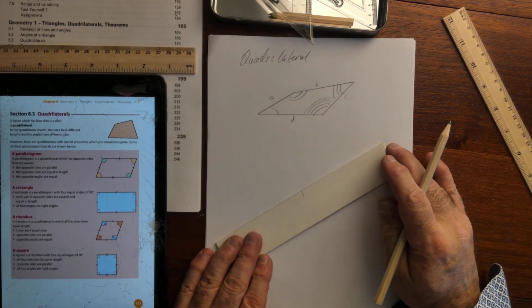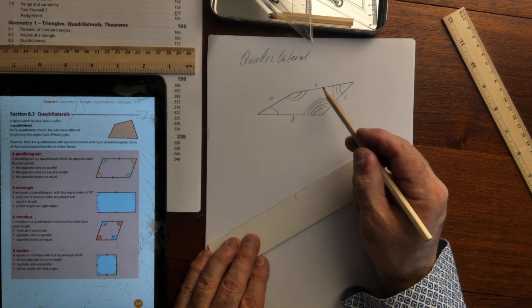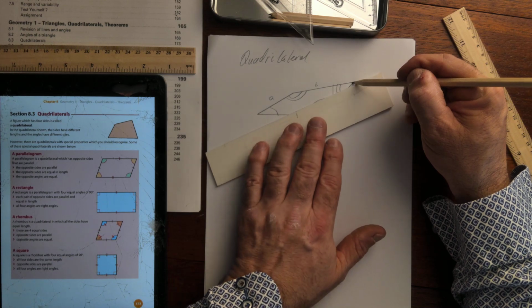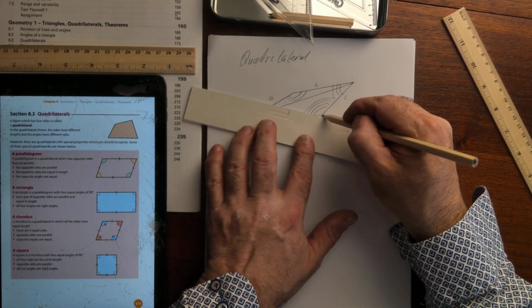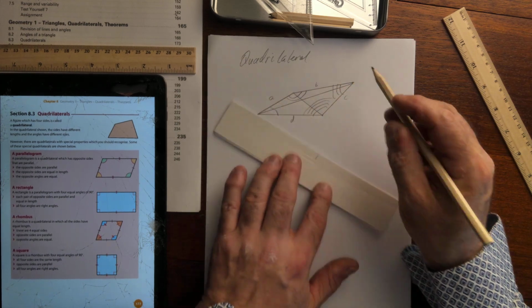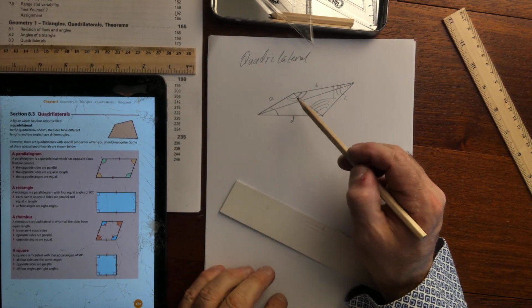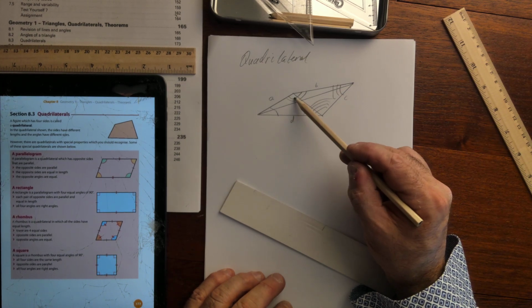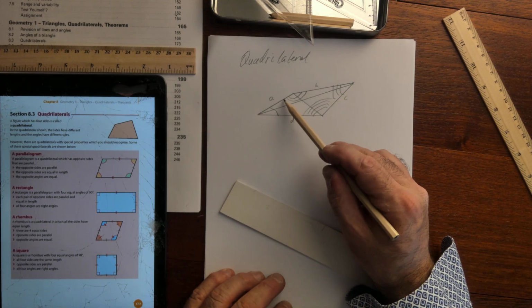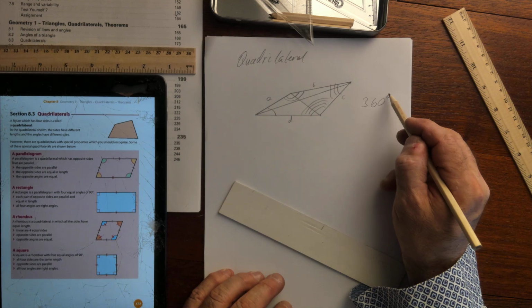A and C are opposite sides, D and B are opposite sides, and every quadrilateral has two diagonals that break the quadrilateral into two different triangles. And we know the sum of the angles in a triangle is 180 degrees, and so we can see here that the sum of the internal angles of a quadrilateral add to 360 degrees.